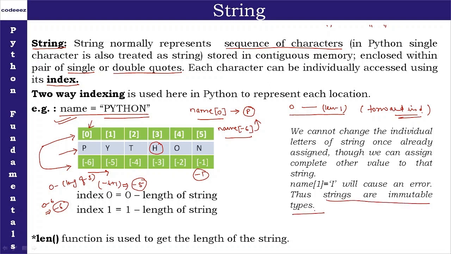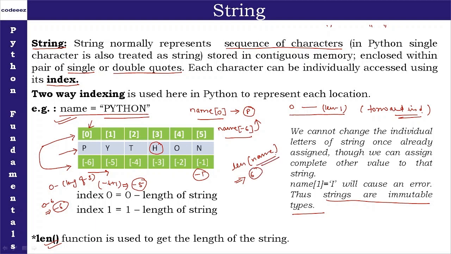Now one function is used, that is the len function, to calculate the length of the string. Suppose if I simply write len and here within brackets if I give name as an argument, so the result we will get is 6. That is the length of the string.